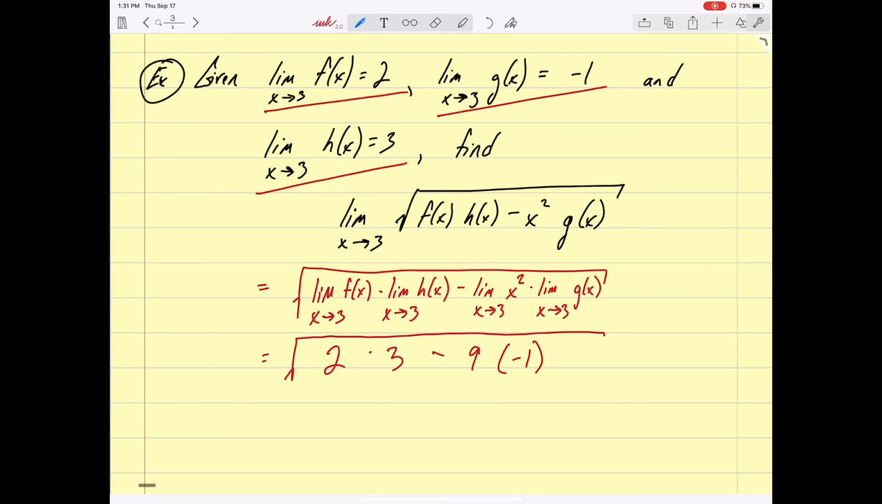Even though this looked really messy, we're coming down to a pretty simple calculation here. So this would just be the square root of 6 plus 10, which is 16, and the square root of 16 is 4.